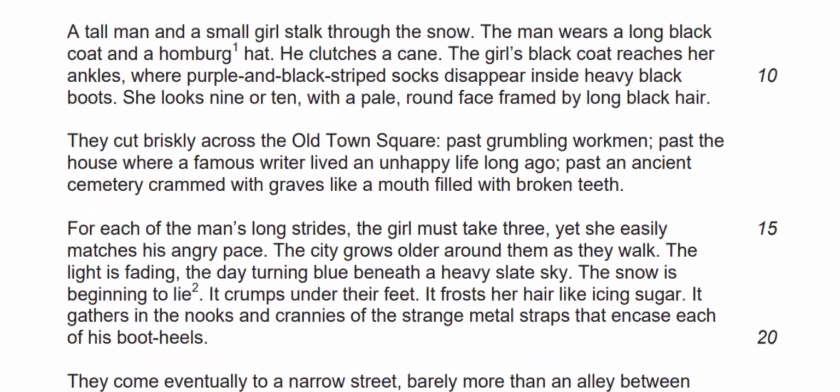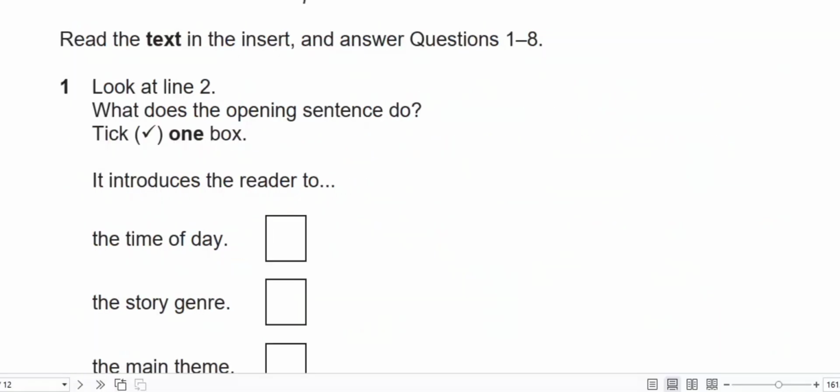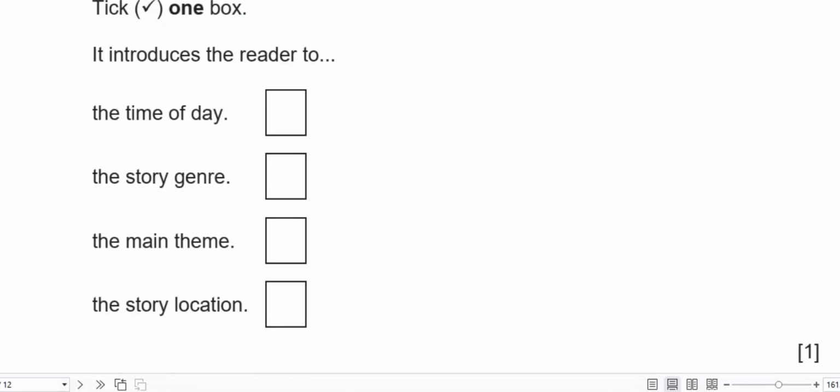So let's check questions. Okay, question 1. From 1 to 8. Hooray, just 8 questions. So look at line 2. What does the opening sentence do? Okay, let's check options. Tick one box, take care of this, okay? It may be tick 2 or tick 1, so you have to check the question carefully. It introduced the reader to, in the first or opening sentence, the time, the story genre or the main theme, or the story location.